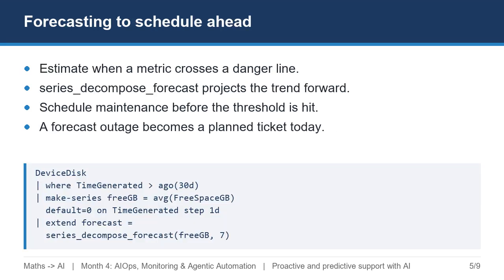With trends in hand you can forecast, estimate when a metric will cross a danger line, and schedule maintenance before it does. Here we project storage growth and estimate when free space runs out. A forecast that free space hits 0 in 9 days is a maintenance ticket you schedule today, calmly, rather than an outage you scramble to handle next week. That's the whole promise of predictive support, turning future incidents into today's planned work.